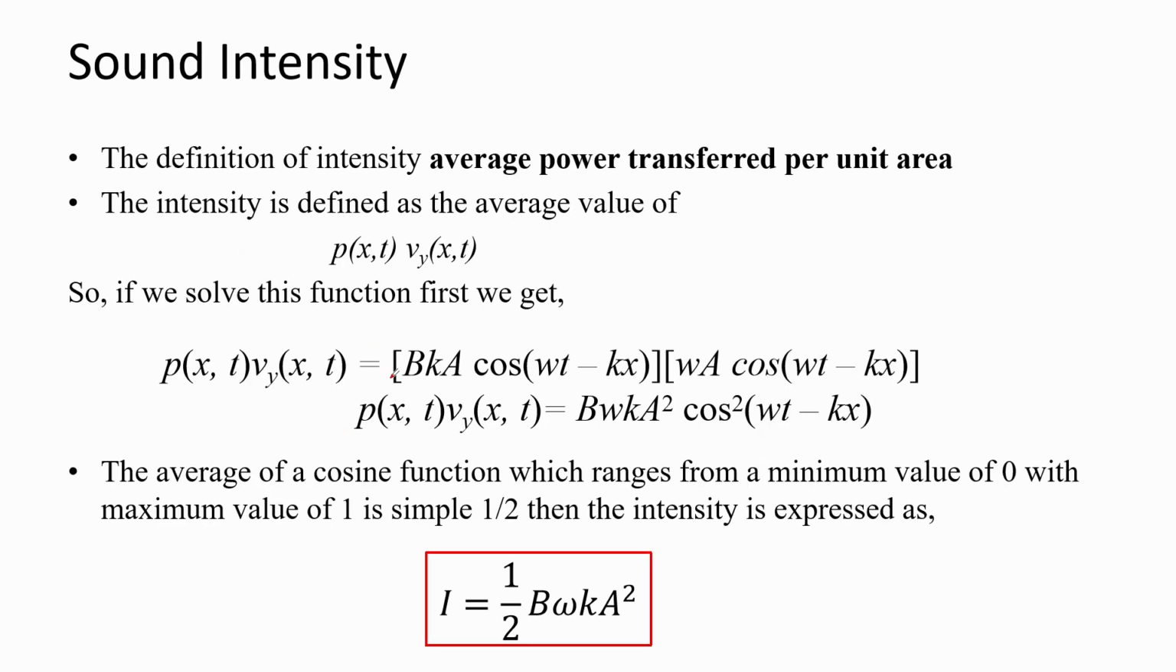Sound intensity is the average power transferred per unit area. Mathematically, it is the average value of the pressure times wave speed function. Taking its average, which is simply 1/2, we get that it is equal to 1/2 times bulk modulus times wave frequency, times wave number, times amplitude squared.